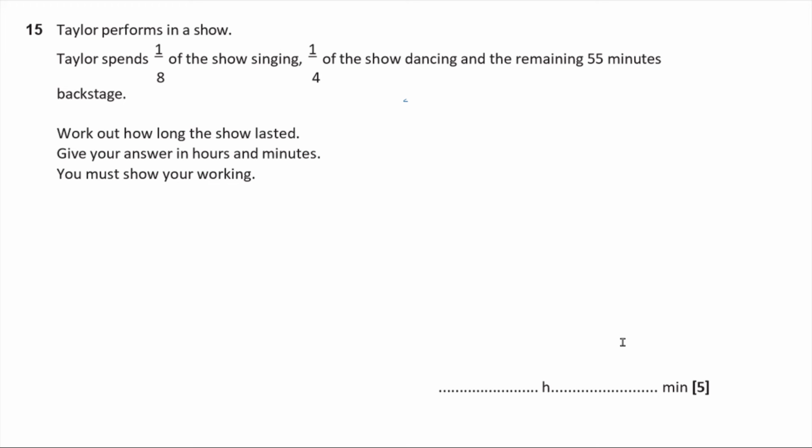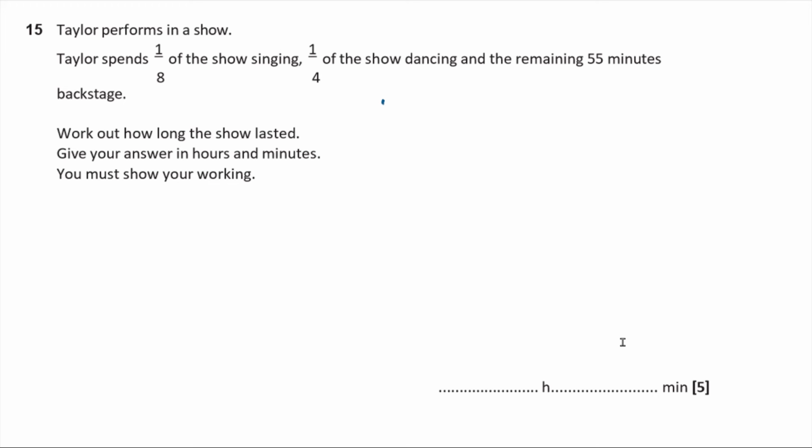So I think my plan is to add those fractions together, so work out how much of the show she is performing in. Take that away from 1 to find out how much of the show she isn't performing in, and then equate that with 55 minutes. And then see if we can scale that up to the length of the full show.